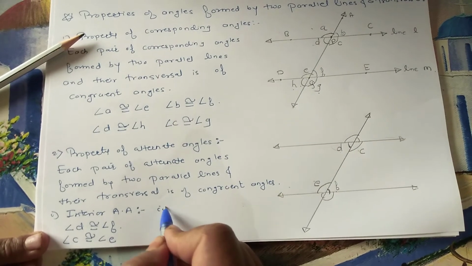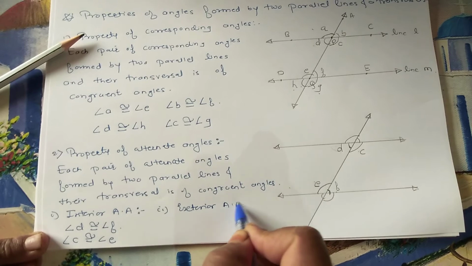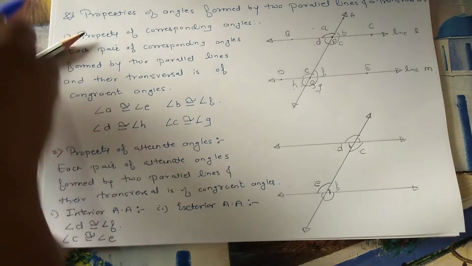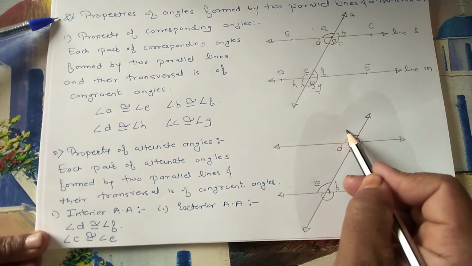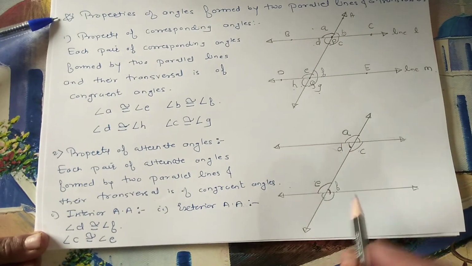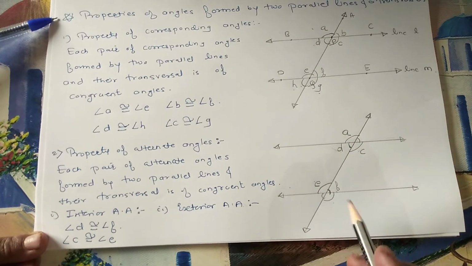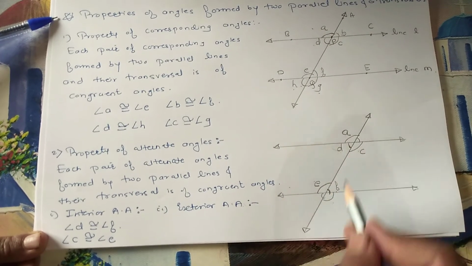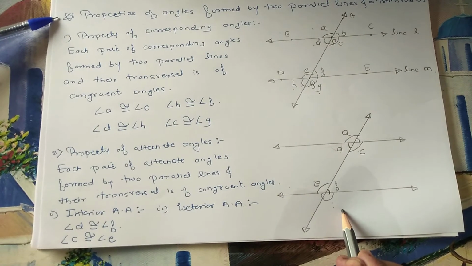Second is exterior alternate angles. Which are the exterior ones? At this position the angle is A, and this one is exterior, which are formed on the external sides of the parallel lines, and these are opposite alternates. So opposite to this one is what?